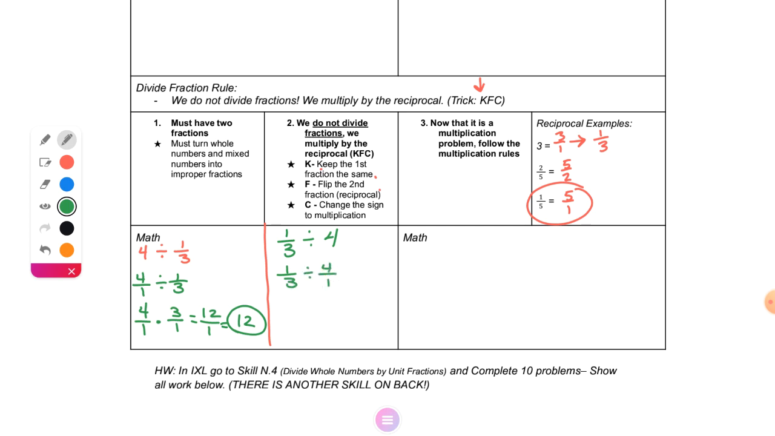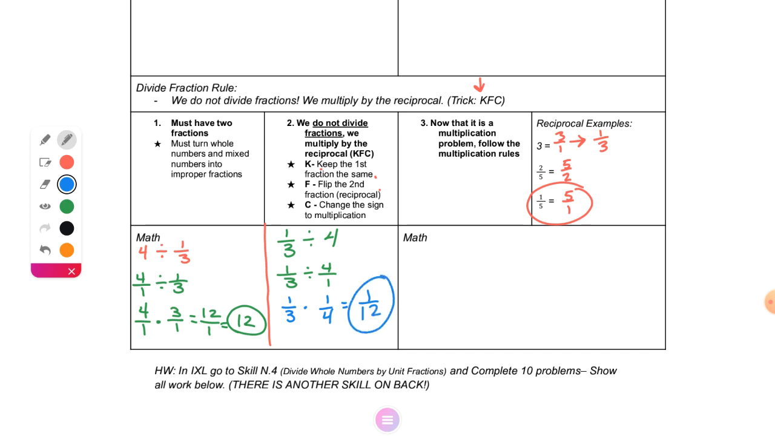Now that I have two fractions, I can multiply by the reciprocal. So my first one's going to stay the same. What do I do to the second one? Emma? Find the reciprocal. What's the reciprocal of 4/1? 1/4. So I flip the second, change the sign to multiplication, and now I have a multiplication problem. What's 1 times 1? 1. 3 times 4? 12. 12.